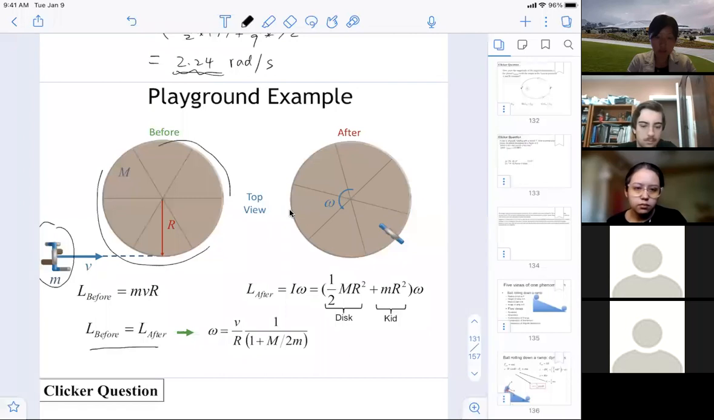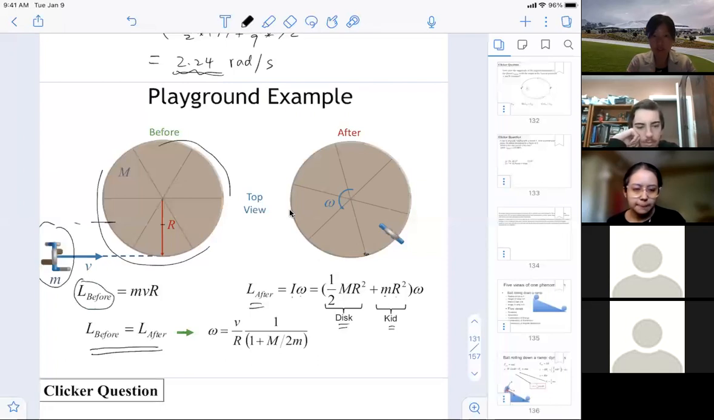L remains constant, right? We know how to calculate L after, which is the person and the disk added together. Depending on where exactly the person has landed, if right at the edge it is simply mr squared. But if they had run sort of halfway in the middle, you have to use the corresponding distance. That part we already know, I omega. The one thing that is slightly different is the angular momentum calculation before.